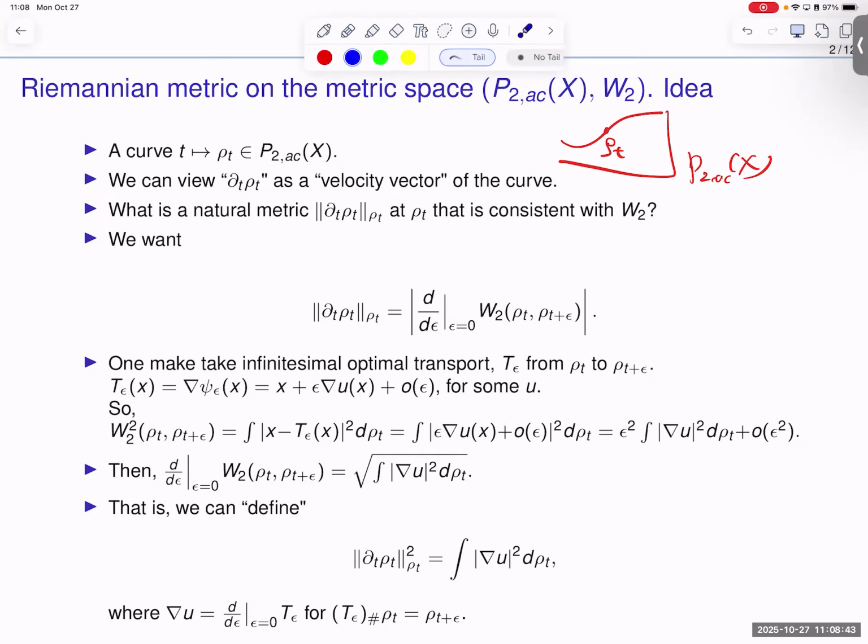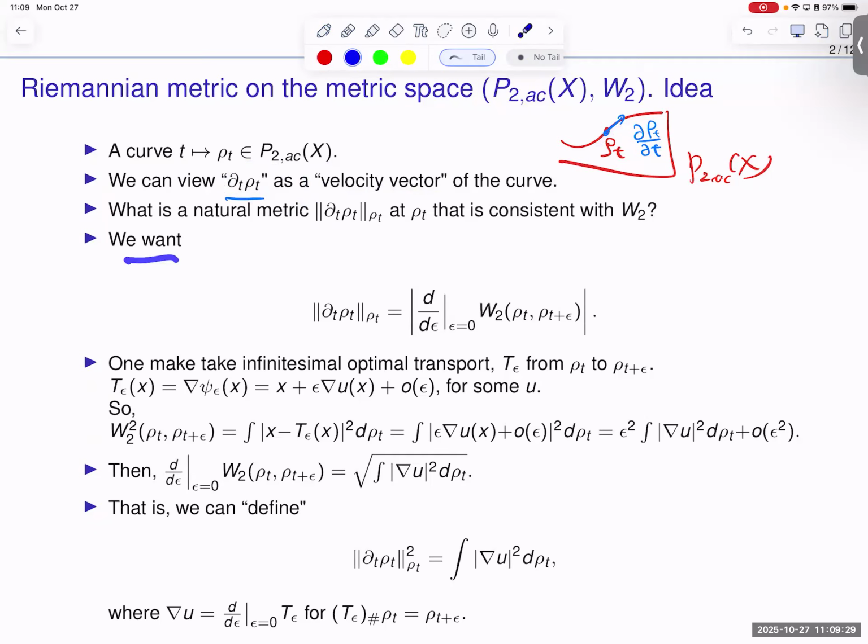Then at each point, it should have a derivative, which should be the time derivative of the curve. Of course, that time derivative is also a measure because you differentiate a measure. But it is a signed measure, not just a non-negative measure. It can have positive and negative values, but it's basically a measure. But then we view this as a velocity vector of the curve. Then the question is, what should be a natural metric on such velocity of the curve?